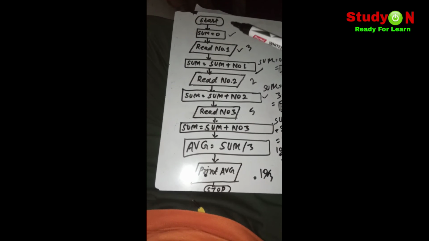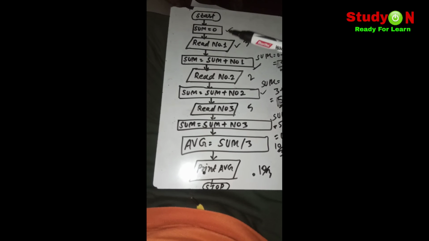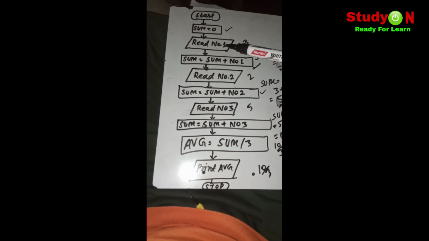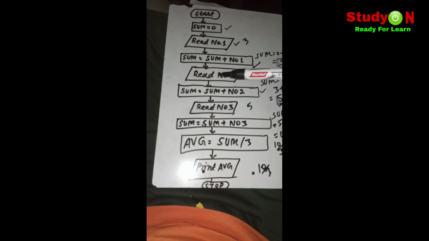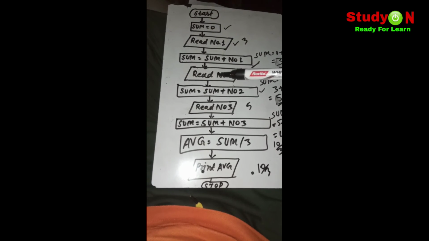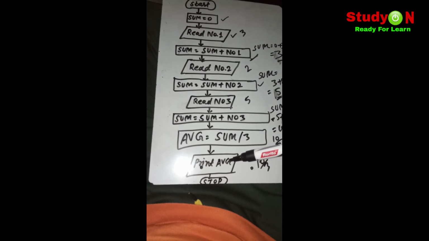So how to write the flowchart? Firstly we write start, and stop at the last. Initialize sum equal to 0 and take input number 1, and then calculate the sum. Then read number 2 and calculate the sum, then take number 3 and calculate the sum and average, then print the average. Average is our final result.